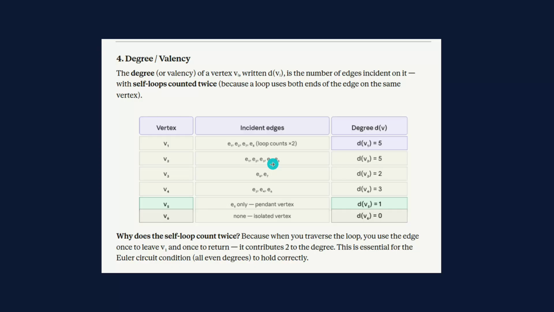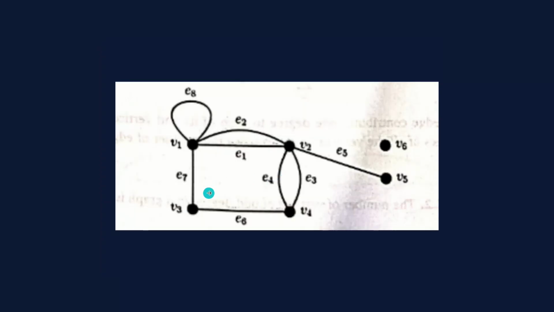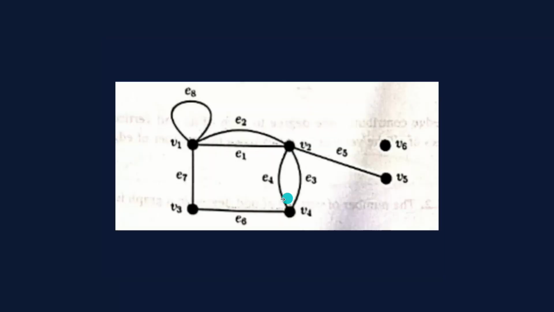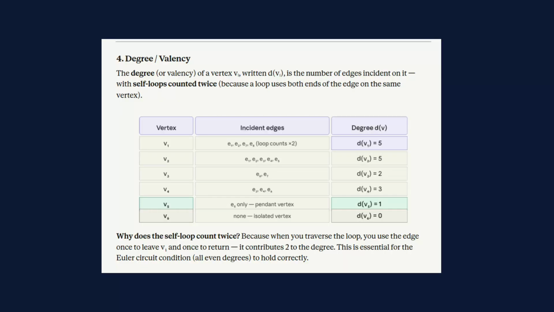Then E2, that is 2, 3, 4, 5. So the degree would be 5 for V1. Similarly V2, if you see, 1, 2, 3, 4, 5. V2 also has 5. Now let's see V3. 1, 2 only. So V3 has degree 2, because only 2 edges are touching it. Only the self loop we will count as 2, because one edge is going away from it and one is coming to it. So a self loop we will consider as having 2 incident edges.